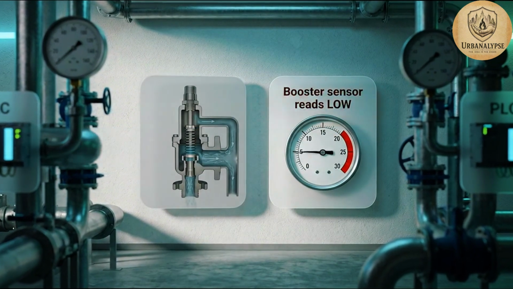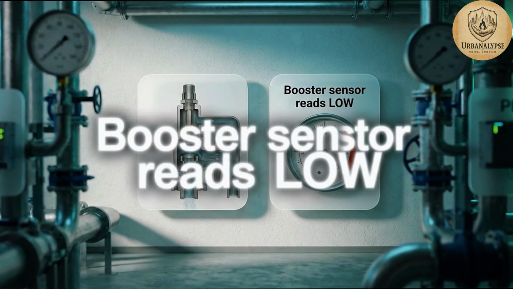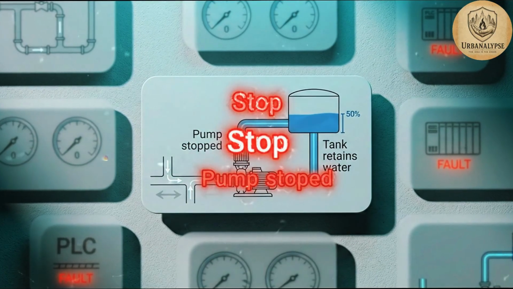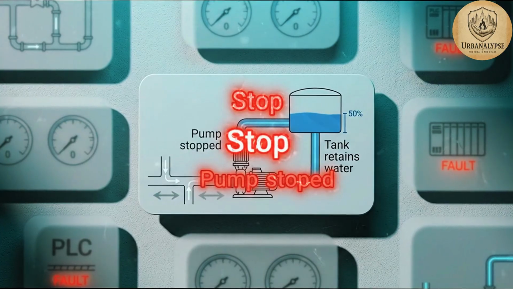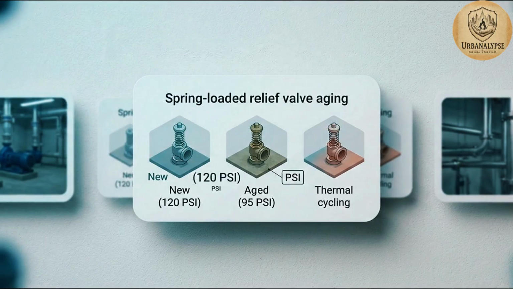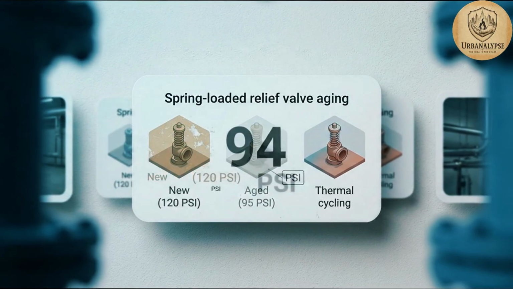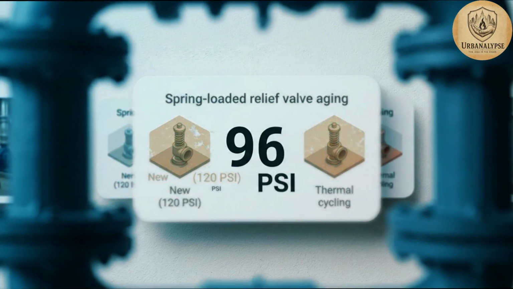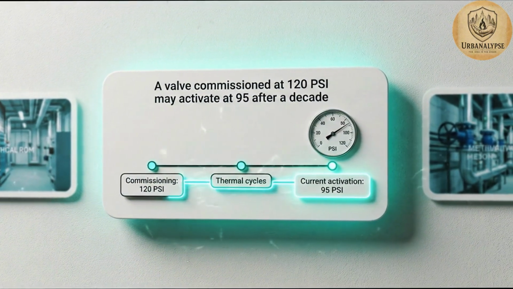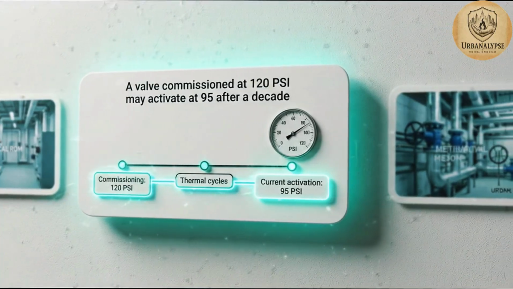The booster sensor detects the loss. It reads low supply. It stops the pump. Tank retains water. Nobody connects the valve to the event. Set point drift is real. Spring-loaded relief valves shift their opening threshold over years of thermal cycling. A valve, commissioned at 120 psi, may activate at 95 after a decade.